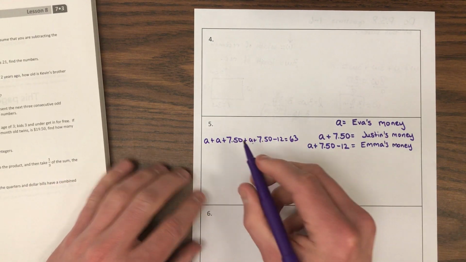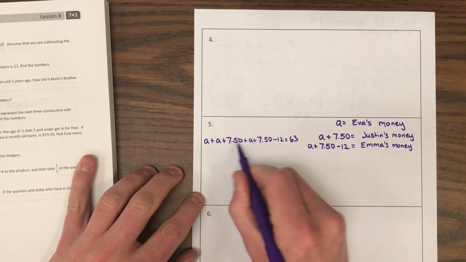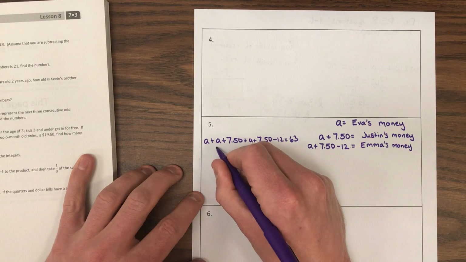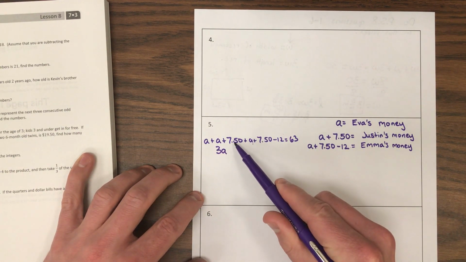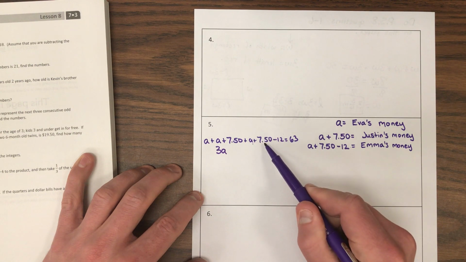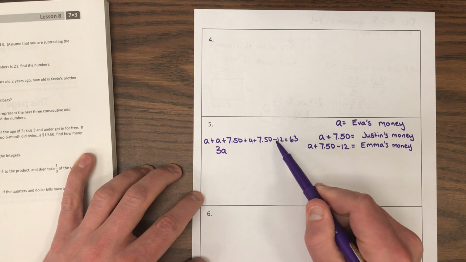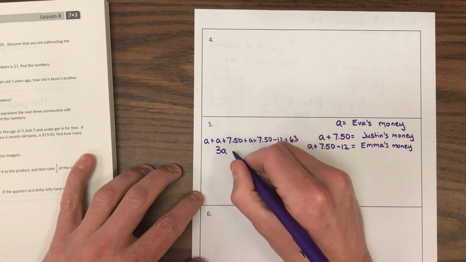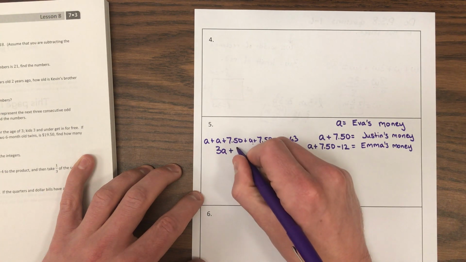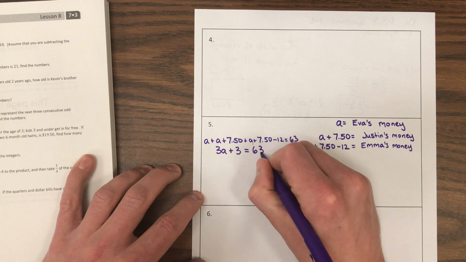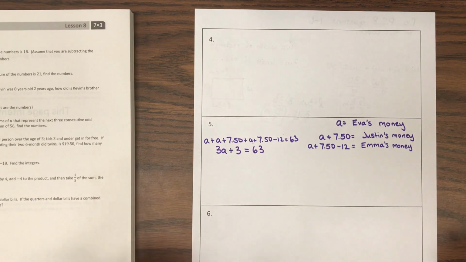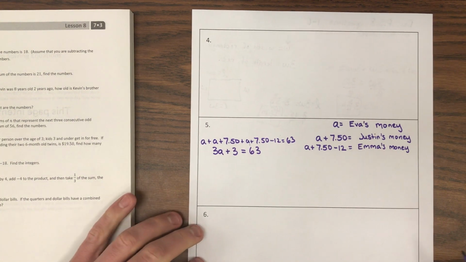Okay, so now let's combine the like terms. I have 1, 2, 3 A's. So 3A plus, well, 7.50 plus 7.50 makes 15, but then minus 12, that's 3. So 3A plus 3 equals 63. And now we have what's called a two-step equation, because we're going to have to use the properties of equality twice to be able to solve this.